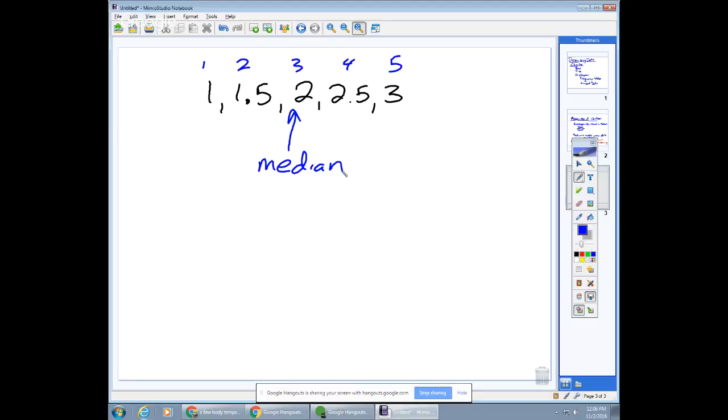In terms of locating the median in a set of numbers, the count for a data set is how many numbers there are, and usually we use the letter N for the count. Here the count is 5. To find the median, you always look in the position (n plus 1) over 2. The count here is 5, add 1, that's 6, divide by 2, and I get 3. That puts me in the middle of the data.